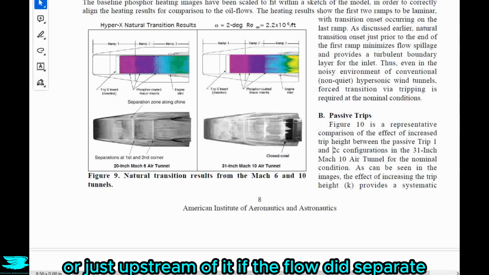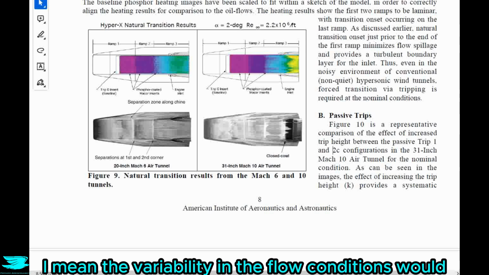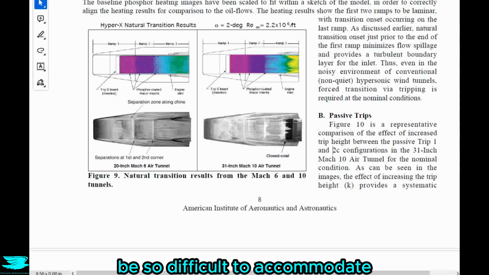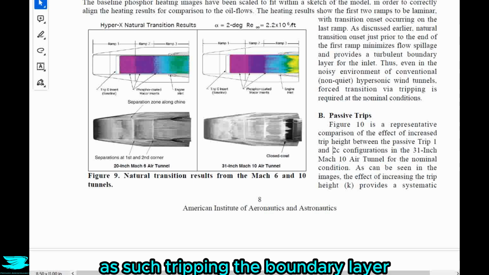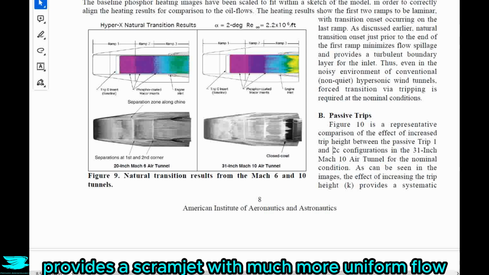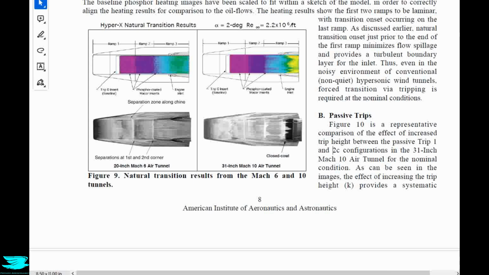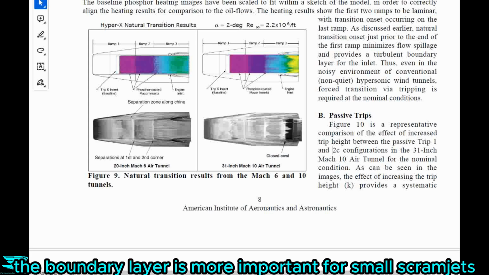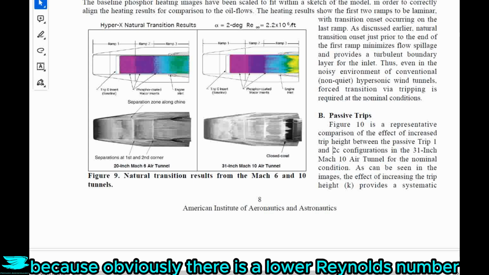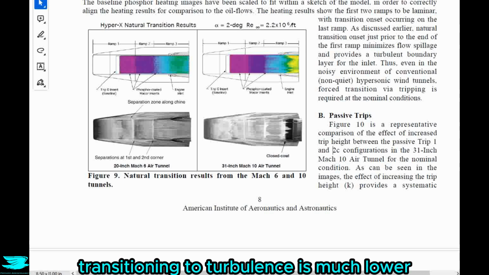If the flow did separate, that would make the scramjet almost impossible to design well. I mean, the variability in the flow conditions would be so difficult to accommodate. As such, tripping the flow in the boundary layer here to turbulent as it enters the scramjet provides a scramjet with much more uniform flow and higher pressures to work with, which also increases the efficiency. And tripping the boundary layer is more important for small scramjets because obviously there is a lower Reynolds number, and the chances of the boundary layer naturally transitioning to turbulence is much lower.